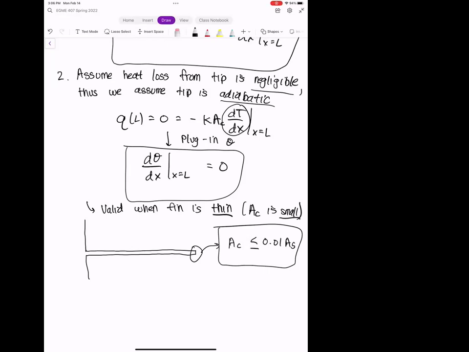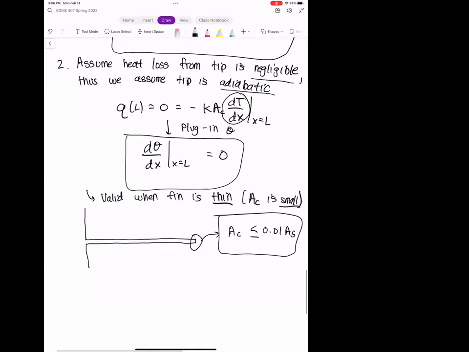If the tip surface area is only about 1% of that, you can basically assume that most of the heat transfer is going to come off the lateral surface. There's very little heat transfer going out the tip. So in those situations where you have a thin fin, you can assume the tip is adiabatic, and that simplifies your math quite a bit.